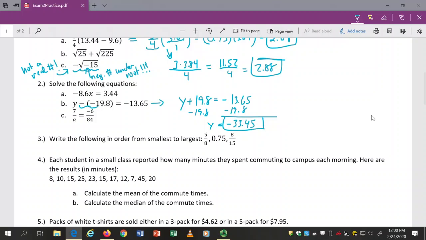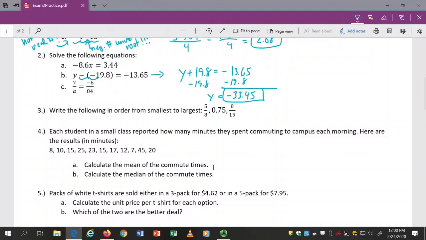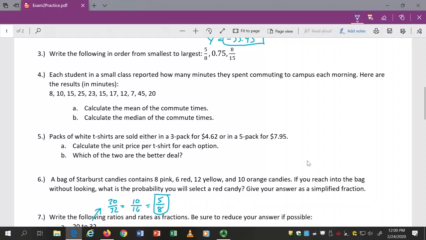What else? How do you find the mean for number 4? The difference between mean and median is if you want to go to mean, you don't have to worry about ordering them or anything. You just add up all those numbers, and then you just divide by however many there are. 3, 4, 5, 6, 7, 8, 9, 10, 11. So there's 11 observations there. So you're just going to add them all up and divide by 11.